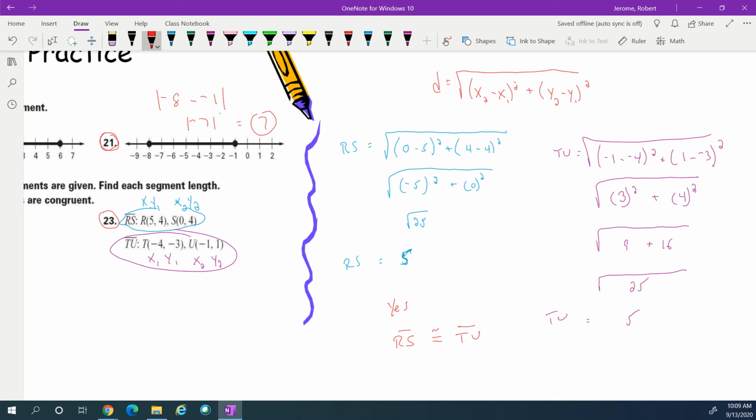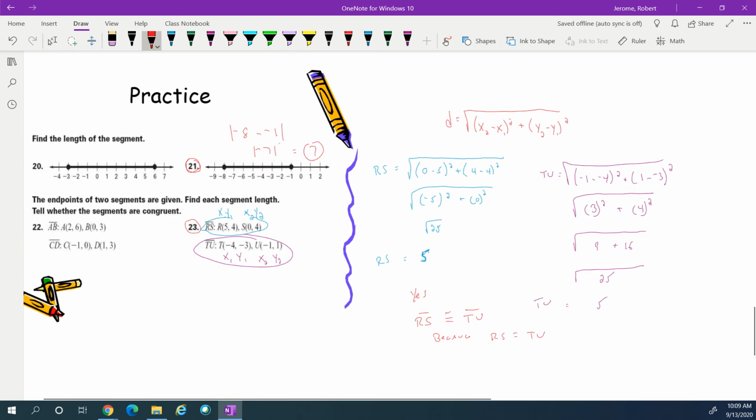So we can say, yes, RS is congruent to TU, and we know that because the measurement of RS is equal to the measurement of TU. Okay. All right. So measuring segments on the number line and the coordinate plane.